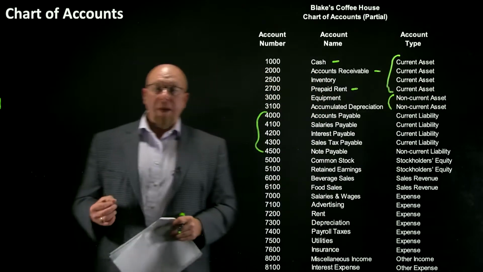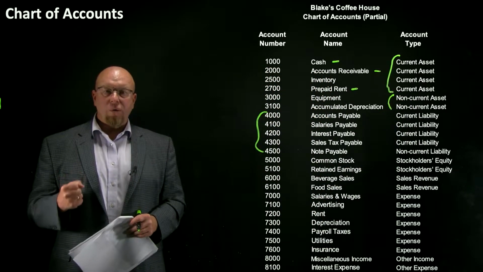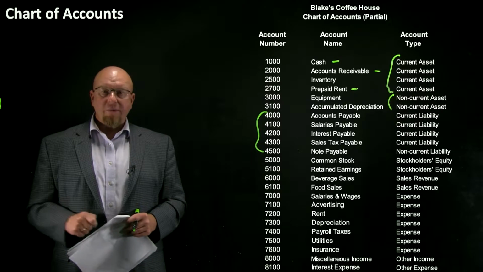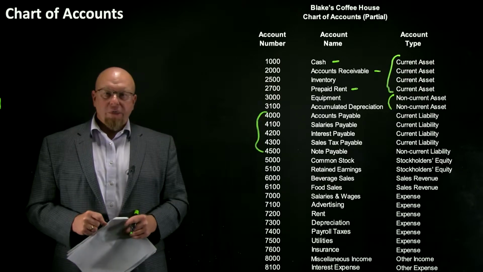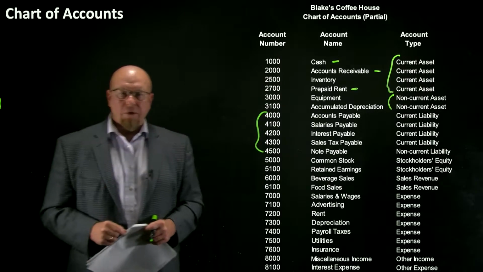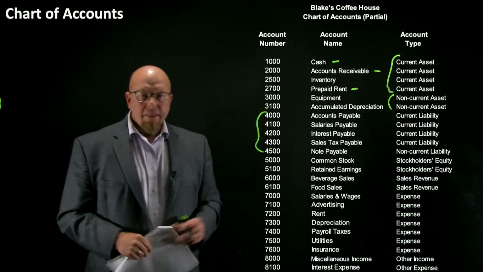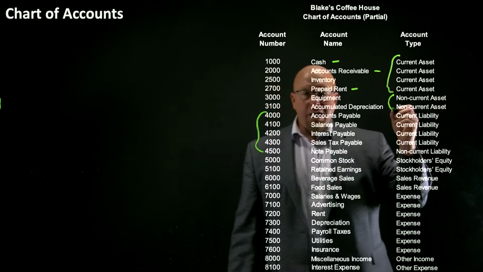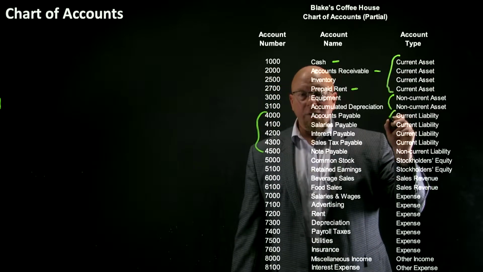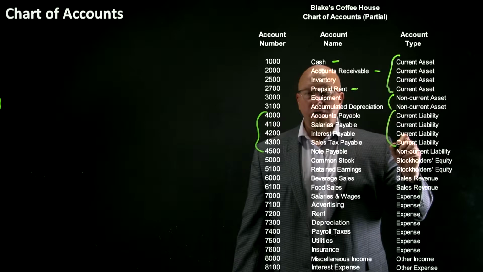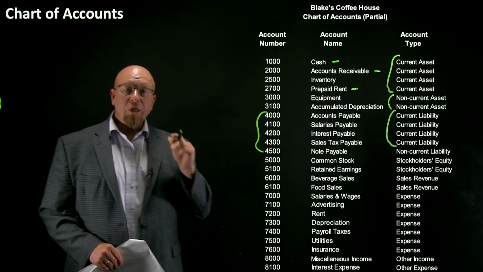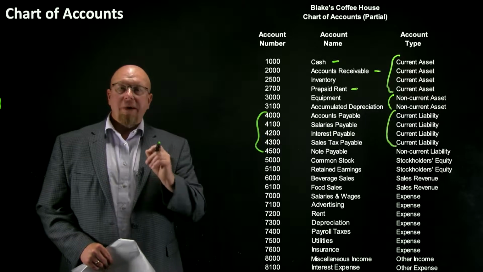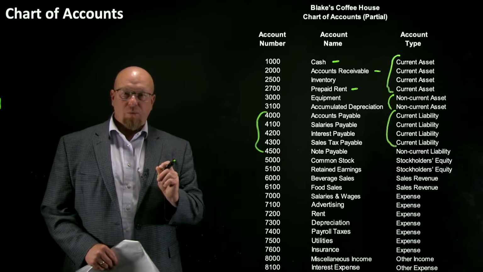These are long-term assets, things that we will use to run our business, and we expect them to remain in place for a number of years. This accumulated depreciation is its own goofy animal, and we'll talk about that at a later date. Liabilities over here. Current liabilities, just like the current assets, are expected to be converted to cash or used up within 1 year. Current liabilities, we expect to have to satisfy those within 1 year.